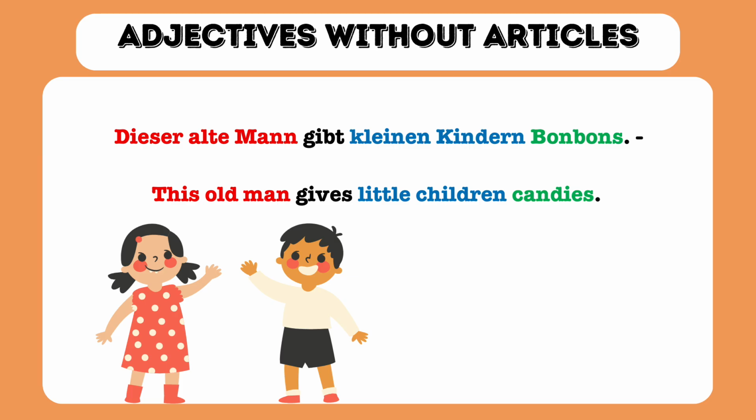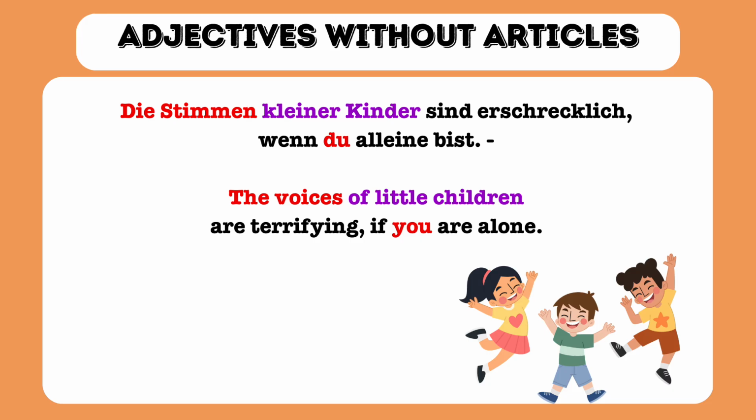We have an N at the end of everything because it is dative and plural, which requires an N for everything, including adjectives that are non-preceded. Dieser alte Mann gibt kleinen Kindern Bonbons. Die Stimmen kleiner Kinder sind erschrecklich, wenn du alleine bist. The voices of small children are terrifying if you are alone.